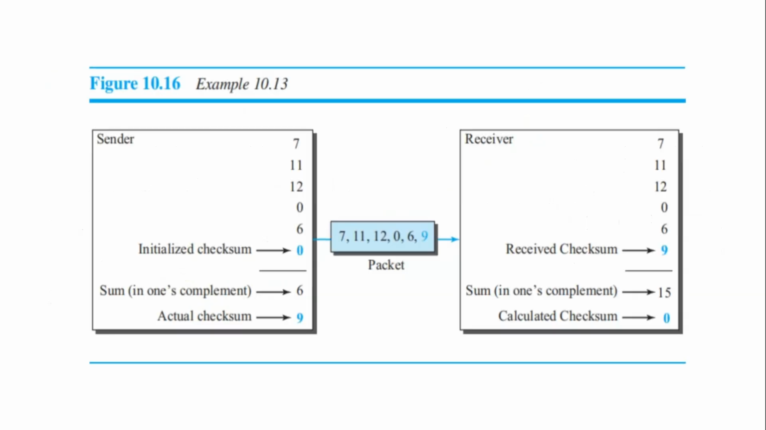So in the figure you will understand it better. If you can see here in the figure, initially the checksum is taken as 0, then the sum of all these will be 6, then the actual checksum sent to the receiver is nothing but 9. Once this is sent, again at this end we are calculating the checksum of this and also adding that checksum to this one, then it becomes 15, and the complement of that 15 is 0. So here, since it is 0, it is error free.